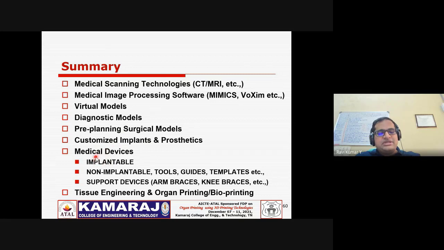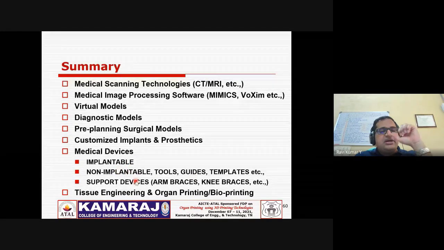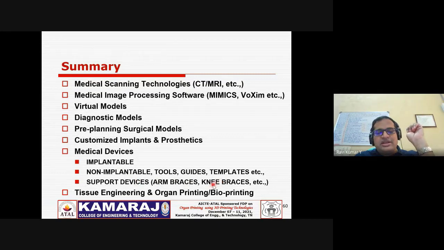and a device can be fabricated for implantable use, that is permanent implants, or even non-implantable areas like tools, jigs, or templates just for assisting the surgery. You may use this as a device. That is also 3D printing which you can make use of, and supporting devices like arm braces, knee braces, and any other supporting devices can be done through 3D printing.